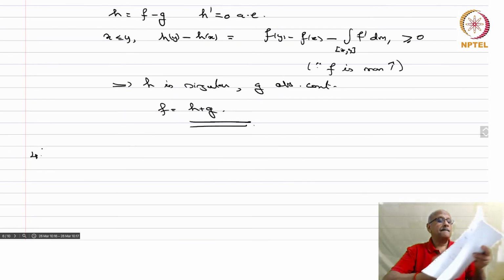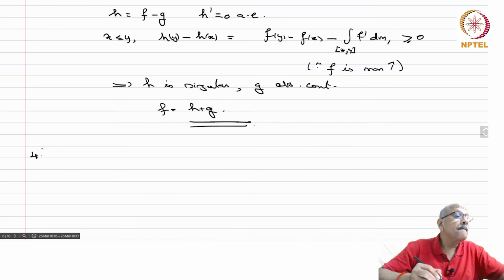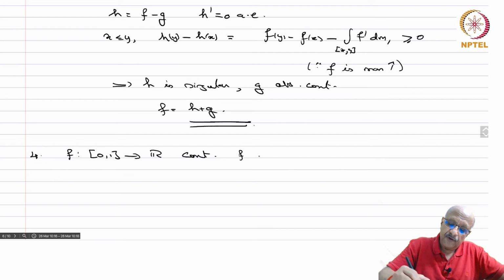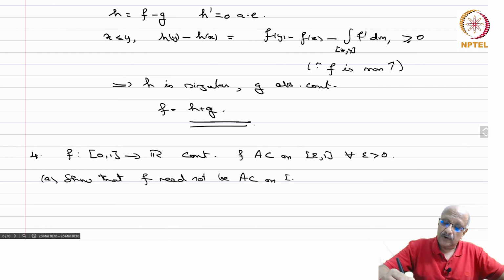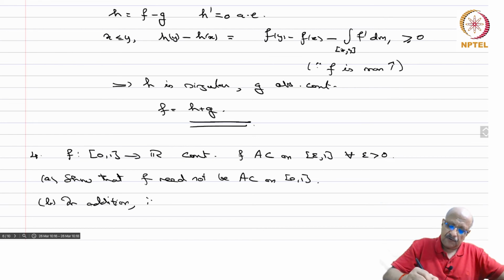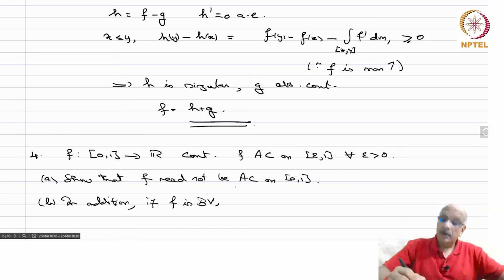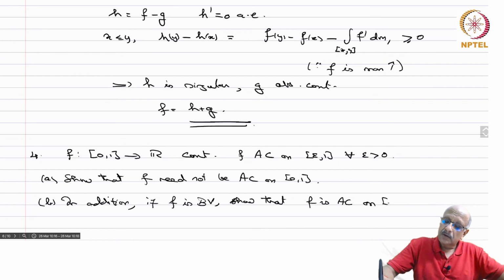For f from 0 1 to R continuous, and f absolutely continuous on epsilon 1 for every epsilon positive. A, show that f need not be absolutely continuous on 0 1. B, in addition, if f is BV, show that f is absolutely continuous on 0 1.